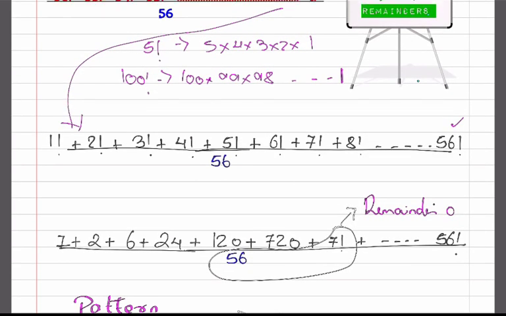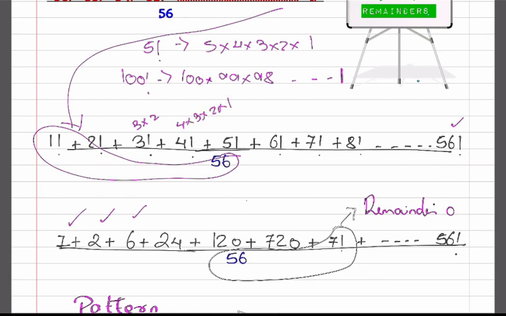So I try to find out the individual remainders. 1 factorial divided by 56, what will be the remainder? Since it is lesser than 56, the remainder will be the same, so it is 1. 2 factorial divided by 56, the remainder will be 2. 3 factorial, which is 3 into 2, which is 6. 6 divided by 56, the remainder is 6. 4 factorial is 4 into 3 into 2 into 1, which is nothing but 24. So 24 divided by 56, the remainder is again 24.